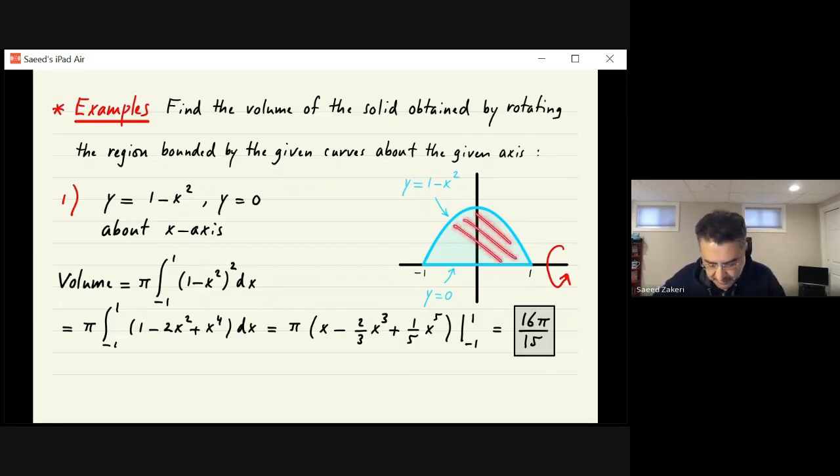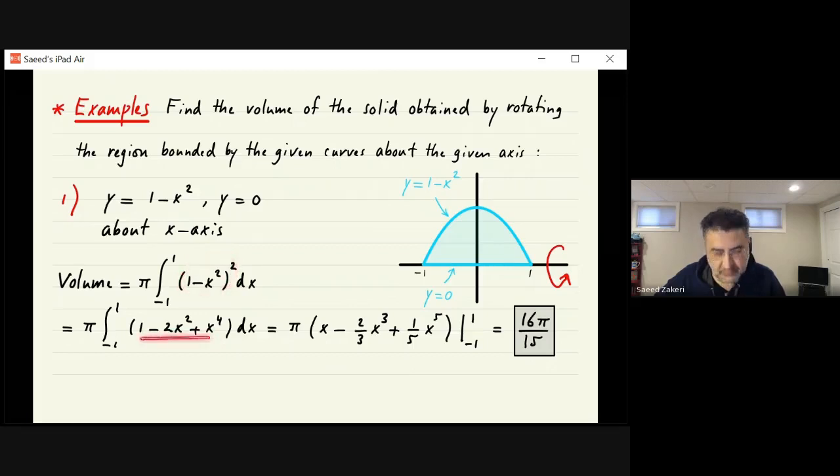This was the region bounded between this parabola, 1 minus x squared, and the x-axis. And I rotated it around the x-axis. So the volume is obtained by the formula pi times the integral from a to b of f of x squared. This is the disk method. This is the first case we considered. So I squared this function.